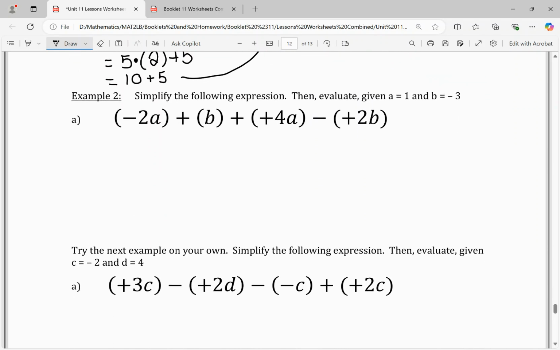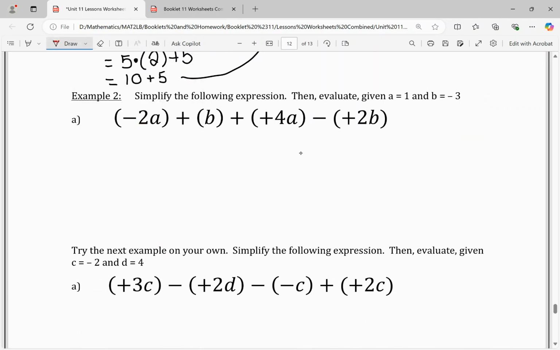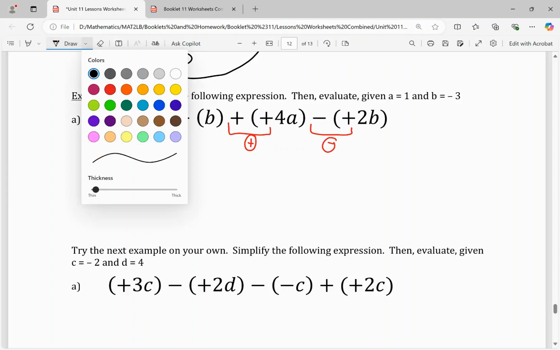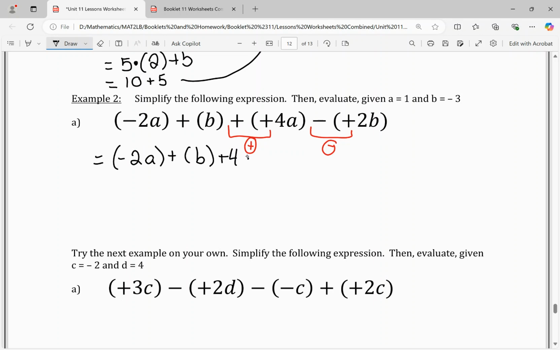Let's start with the second problem. First thing we need to do is simplify. So let's clean up shop. Let's combine these two that are right next to each other. Two pluses make a plus, a minus and a plus make a minus. So this is equal to negative 2a plus b plus 4a minus 2b.